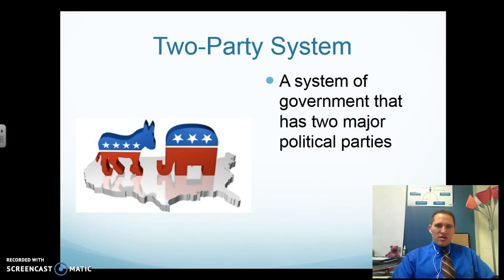All right, 2 more. 2-party system. Pretty obvious based on the word. A system of government that has 2 major political parties. We have a 2-party system. The Democrats are represented by the donkey. The Republicans are represented by the elephant. And there are third parties who have some impact, have some positives, but generally we're a 2-party system where usually a Democrat or a Republican wins.